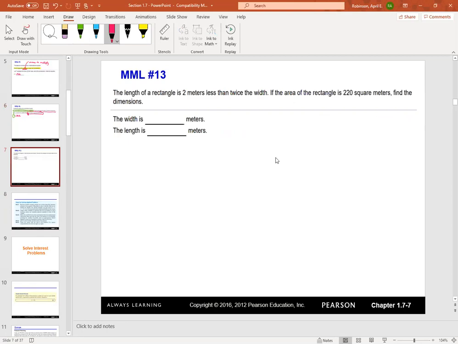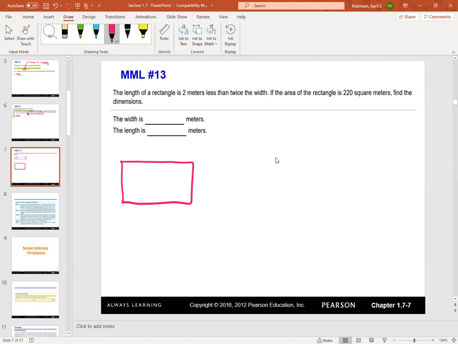And then further on down in MyMathLab, number 13 is a word problem where you have to do a little translating. It says the length of a rectangle is 2 meters less than twice the width. If the area of the rectangle is 220 square meters, find the dimensions. Okay, I'm going to draw a rectangle here. And it says that the length of the rectangle is, I already know what the length is. I don't know what the width is. The length is 2 meters less than twice the width.